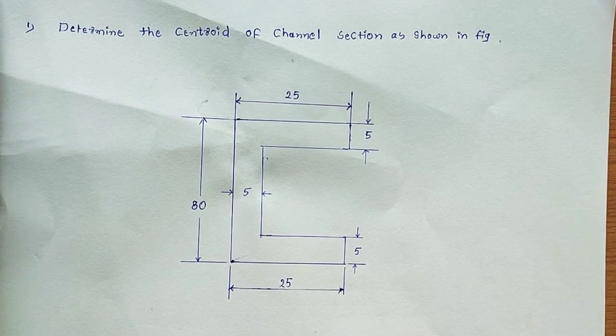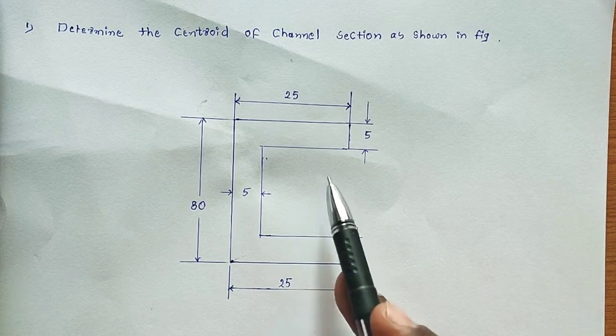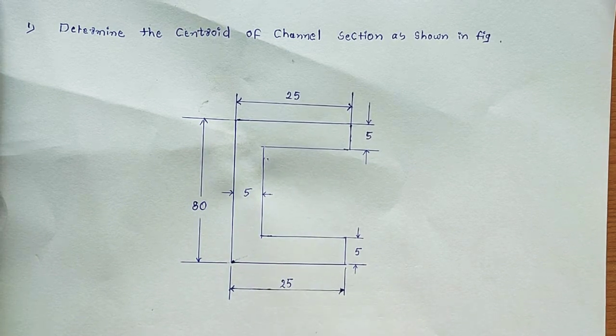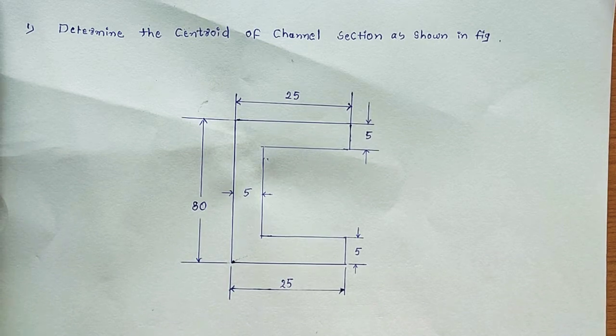So the next problem is here. We are going to find out the centroid of a channel section. It will be in this shape, a C shape. So we have to find out the centroid of this channel section. The first step is here.